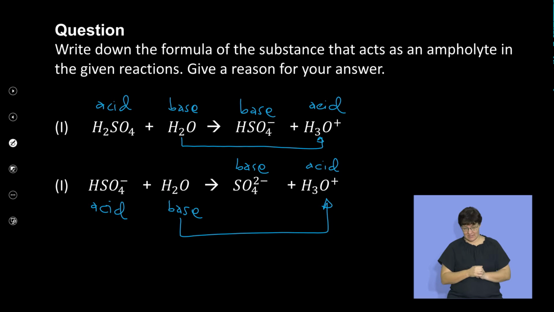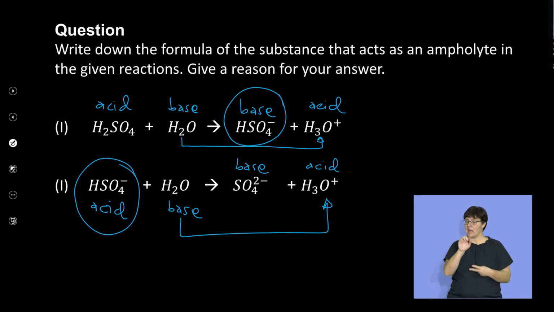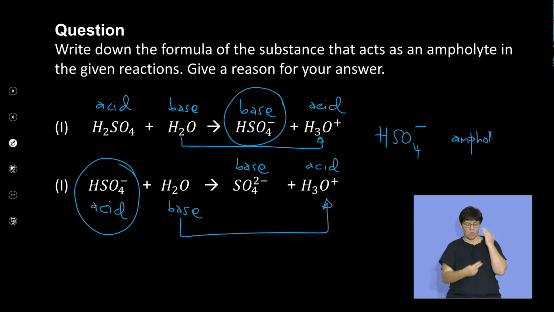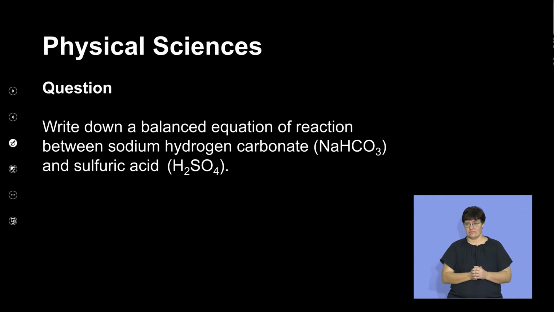Right. Now, if you look at the hydrogen sulfate ion, in reaction 1, it acts as a base, but in reaction 2, it acts as an acid. So simply, it means that the substance HSO4 minus is an ampholyte, okay? Because in one of the reactions, it acts as an acid. In the other reaction, it acts as a base, right? Okay, now we move on to a different question that has to do with types of reactions, right?